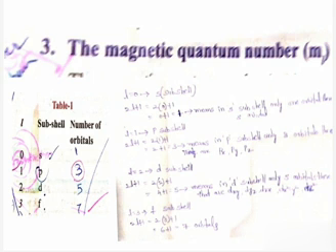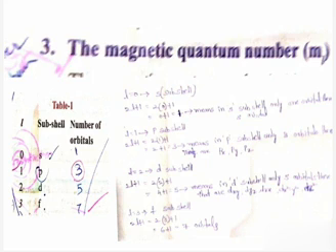If N equals 1, there is only one subshell, its L value is 0, and its name is the 1s orbital. If N equals 2, there are two subshells. What are the subshells? The 2s subshell and the 2p subshell. The 2s subshell L value is 0 and the 2p subshell L value is 1.